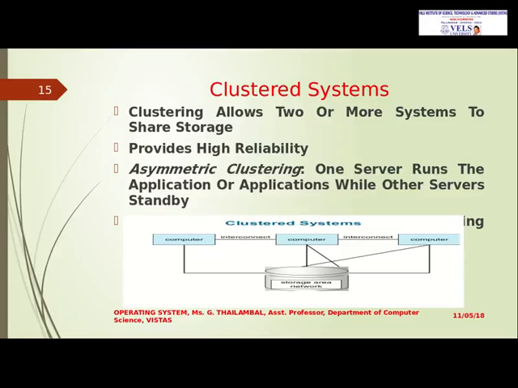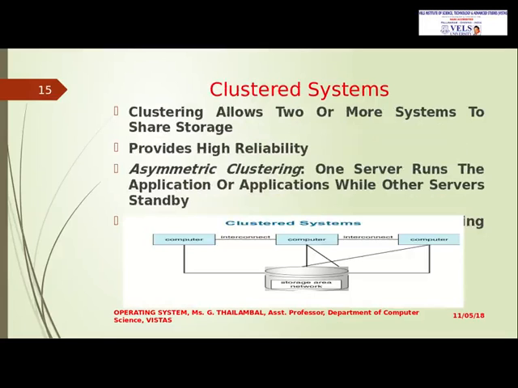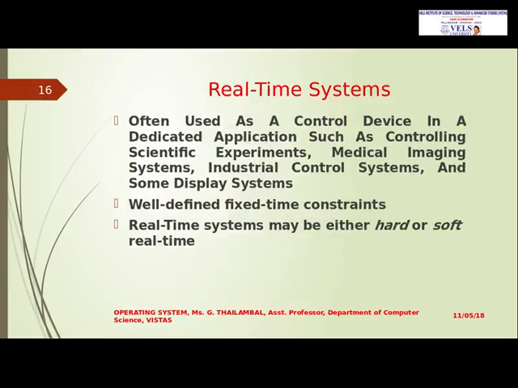That is asymmetric clustering. Asymmetric means only one system can execute the process. So that's why one system is executing, others are standby. And the next type is symmetric clustering, in that all the systems will be provided the same data and they will be executing at the same time.